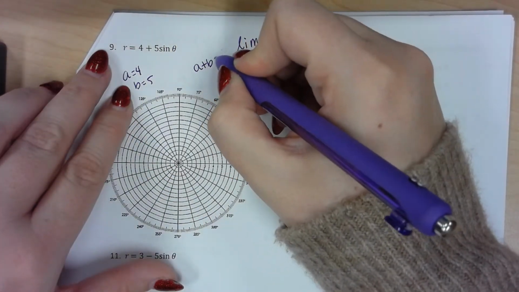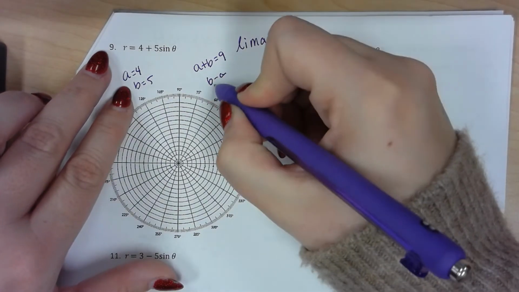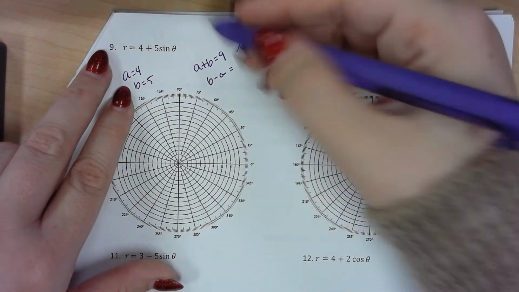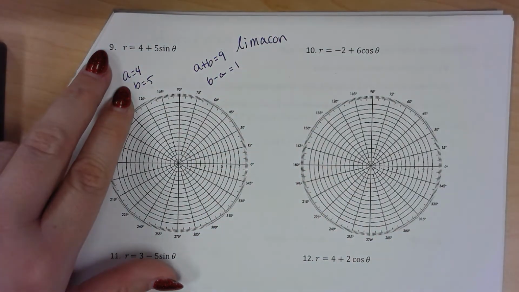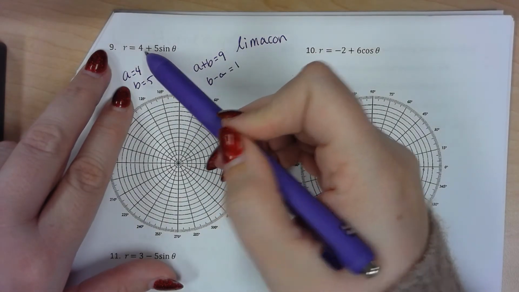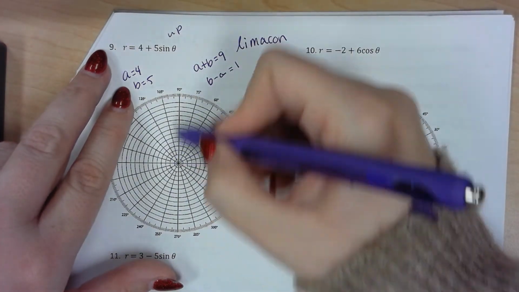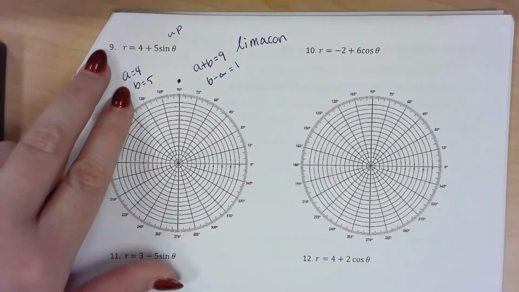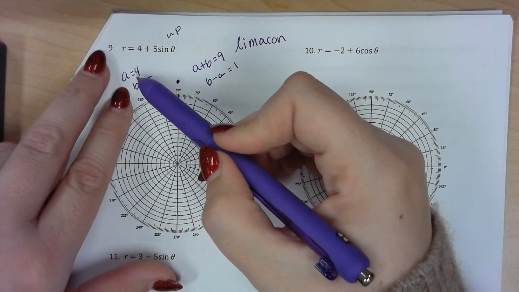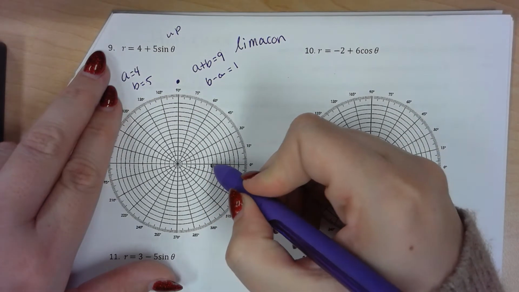So A plus B is going to give us 9. And then we always do B minus A, not A minus B, but B minus A. So B minus A would give us 1. Okay, so what does that mean? Well, because it's a sine and it's positive, it's going to be opening up. So I'm going to go 9 units up, should be about here. A tells us our intercepts, just like in our cardioid. So because A is 4, I'm going to go out 4 here and here.